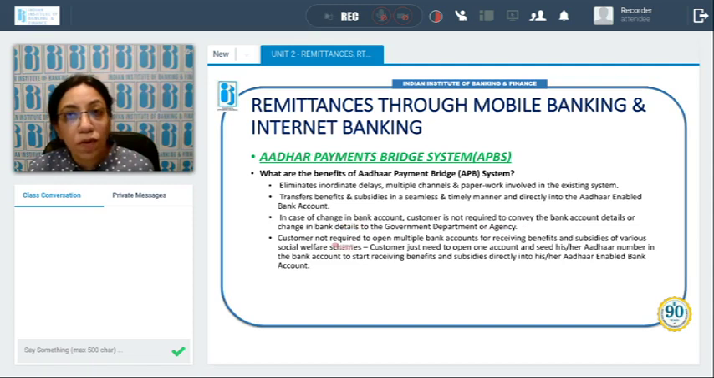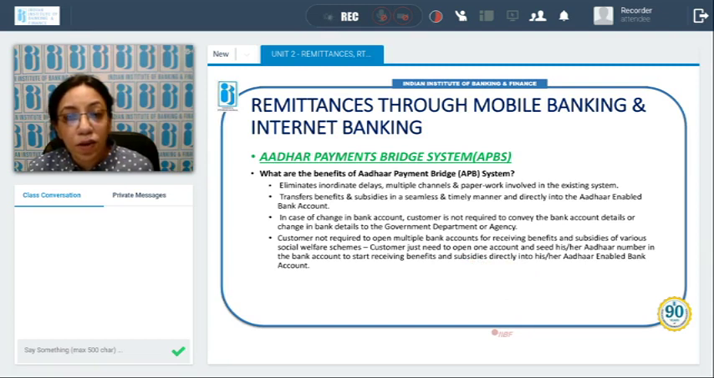Customer is not required to open multiple bank accounts for receiving benefits and subsidies of various social welfare schemes. Customer just needs to open one account, seed his Aadhaar number in the bank account to start receiving benefits and subsidies directly into his or her Aadhaar enabled bank account.